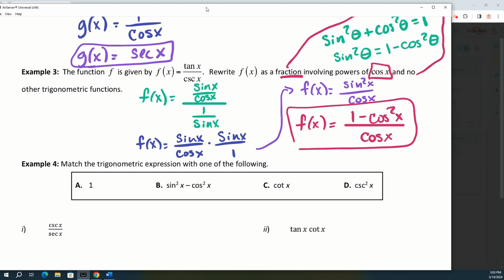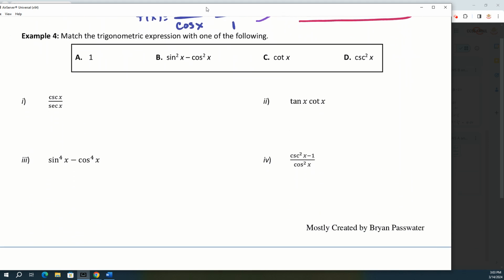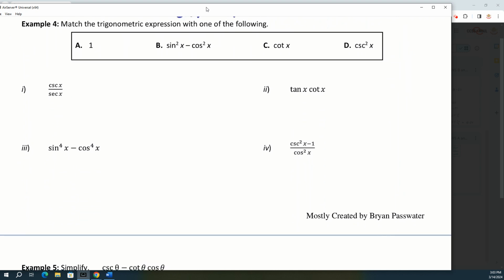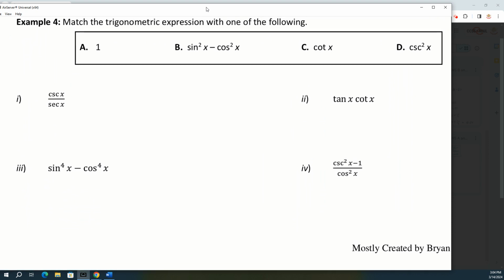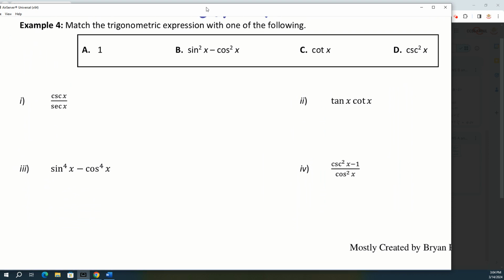Okay. And then this example 4 is more kind of like a matching or multiple choice question, which will also be on the AP exam. So ones like example 1, 2, and 3 are going to be on the fourth free response question, but throughout the test, you could have these trigonometric expressions on a multiple choice. And so we have 4 goals that we want to reach.